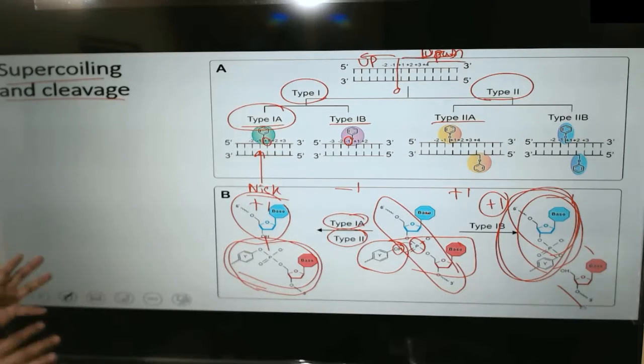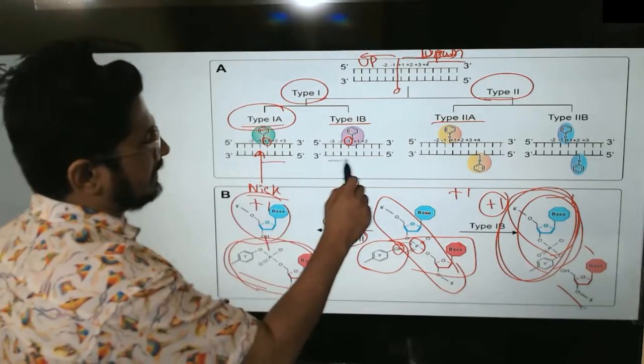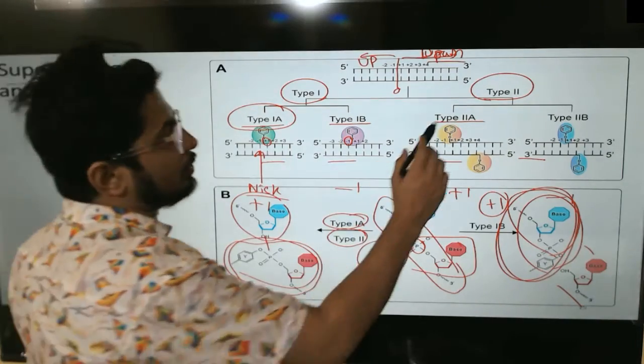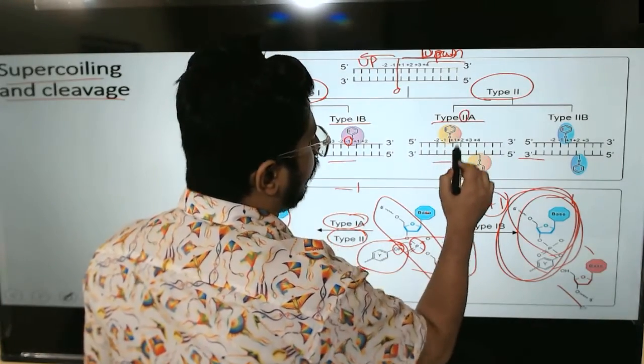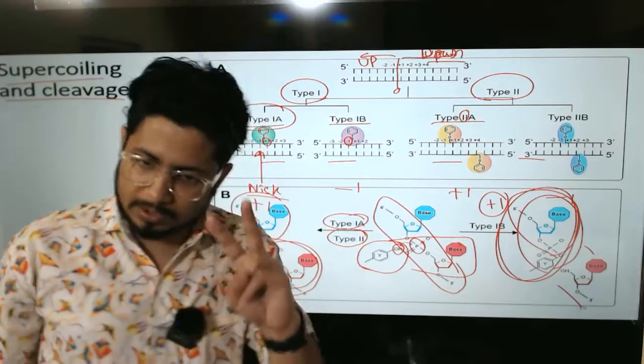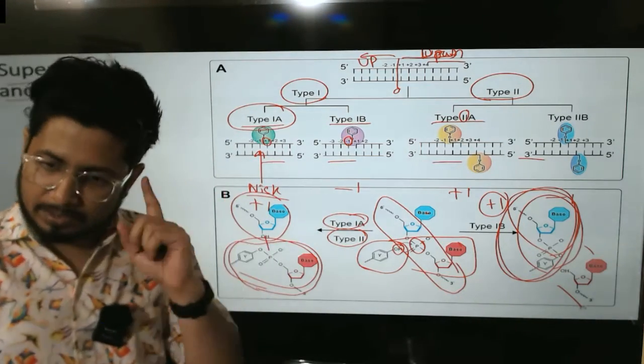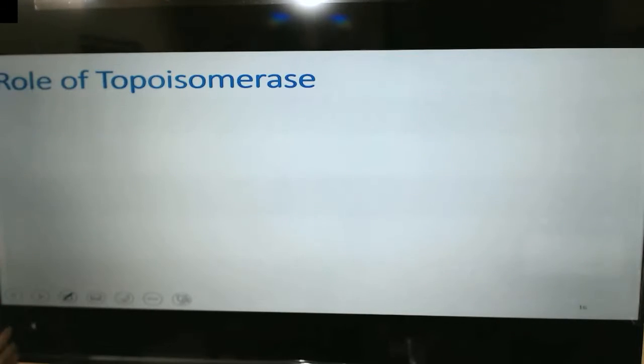So basically, depending upon where they make the cut, this picture states the idea very clearly. Type 2 topoisomerases are required to cut both the strands. Remember, type 2 cuts twice, on two different sides, at the same time. Type 1 cuts only once, on one side.